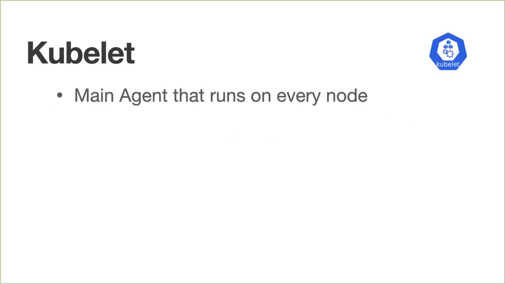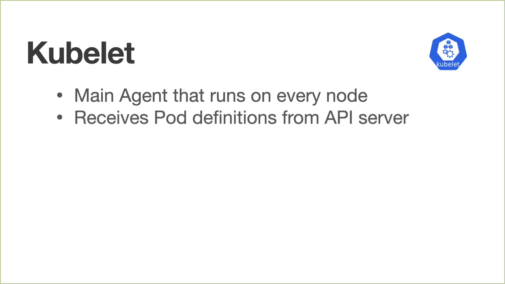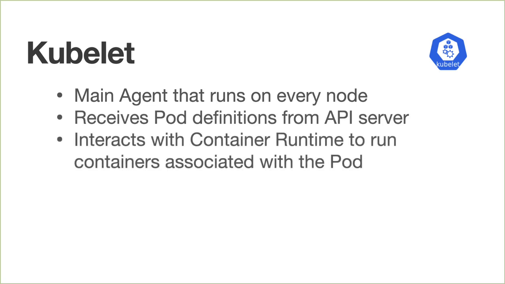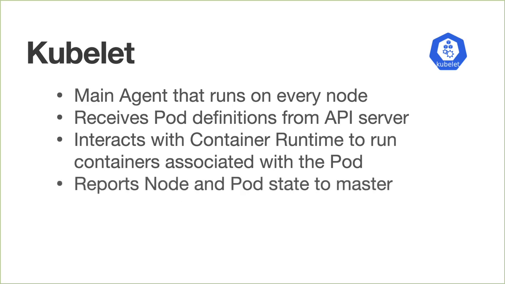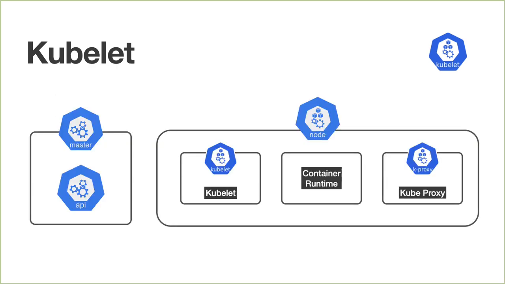The kubelet is the main agent that runs on every single node. It receives pod definitions from the API server. It also interacts with the container runtime to run containers associated with that pod, and it reports node and pod state to the master node through the API. So here you can see that the API talks to the kubelet, and the kubelet also talks back via the same channel, and the kubelet also interacts with the container runtime.